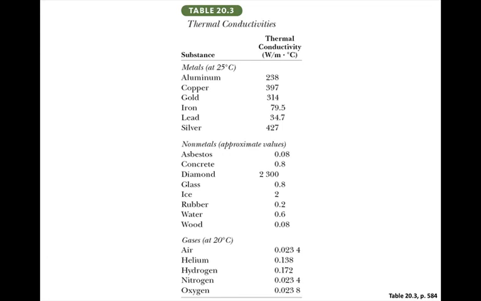For metals, you can see they're relatively high: aluminium 238, copper 397. For most other materials, they're much lower. Asbestos is 0.08, that's a very good insulator. Rubber is 0.2, water is 0.6. Diamond is an exception. It's an exceptionally good conductor of heat. Its conductivity constant is 2300. Gases are generally very poor conductors of heat. There's a lot of space between the molecules, so they cannot conduct heat quickly. Air has a thermal conductivity of about 0.0234.